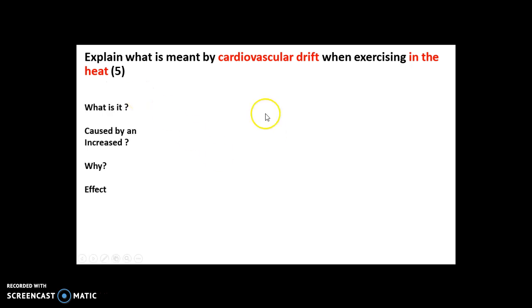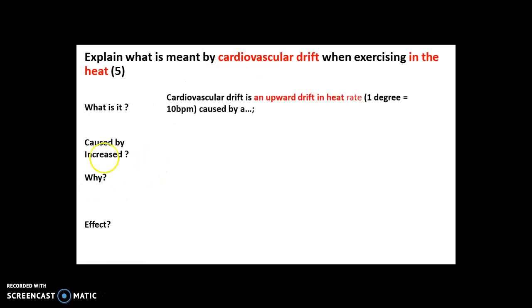Before we do that, let's have a quick look at these concepts here. We've got to talk about, first of all, what is cardiovascular drift, and then what it's caused by, an increase in this. Why does it happen? This is a really important bit here. Why does this whole concept happen when we're exercising in heat? Why does cardiovascular drift happen? And then what is the effect? I've kind of mentioned it before. We've talked about this maybe going up, but the effect is that we actually have a lot of decreases in things, and see if we can start to think about how that works.